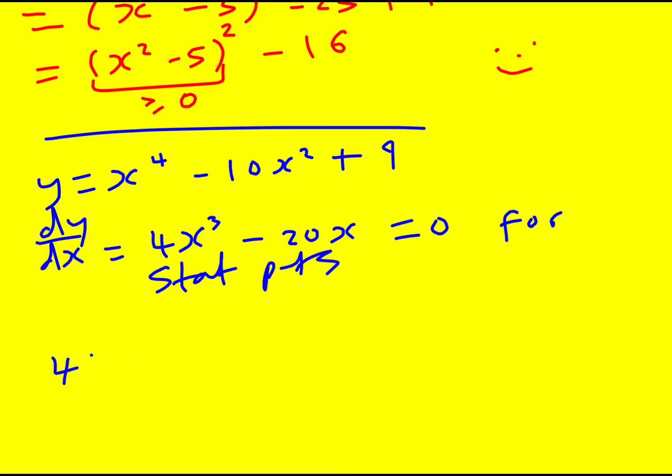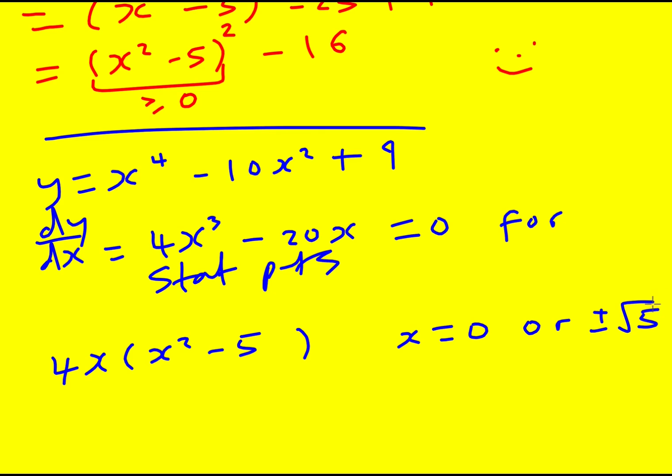Factorize out as much as possible. So 4x and then x squared minus 5. Yeah, it's not as good, this method, I don't think. So x is going to equal 0. Oh, sorry, I messed that up. Should just be a 5 there. x equals 0 or plus or minus root 5.